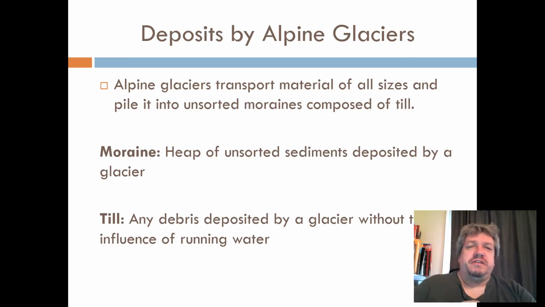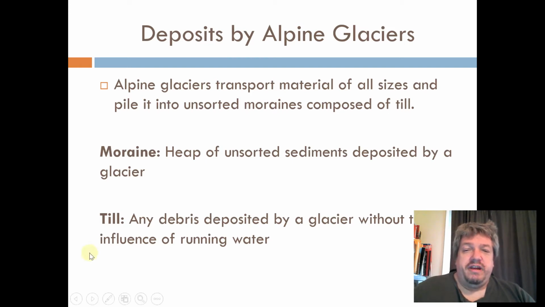Remember how I said rivers sort by size? So they drop off the heaviest things first, and the lightest material is carried the farthest. Glaciers don't do that. The ice brings everything with it, big and small, and when the ice melts, wherever it is, it drops everything. So glacial deposits are what they call unsorted. If you dig through a glacial deposit, you have big rocks and small rocks side by side. Not so with a river.